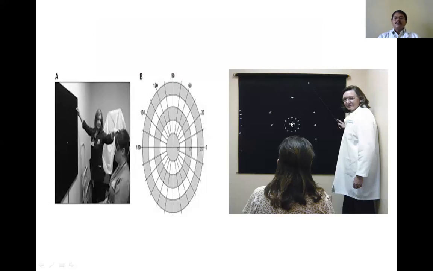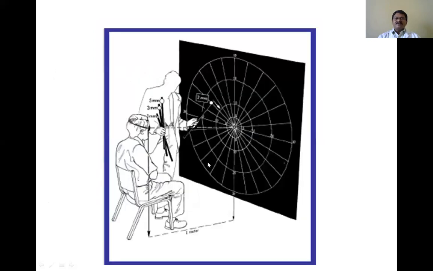This is for the 1 meter distance. It is the point of fixation, from where the examiner brings the different objects from the non-seeing area to the seeing area following a particular meridian, where they mark the sensor. Because it is a 1 meter chart, the distance between the eye and the chart is 1 meter. If you use the 2 meter screen, the distance will be 2 meters. There are different object sizes, 1 mm, 3 mm, 5 mm diameter objects, and different colors are also available to test the visual field.